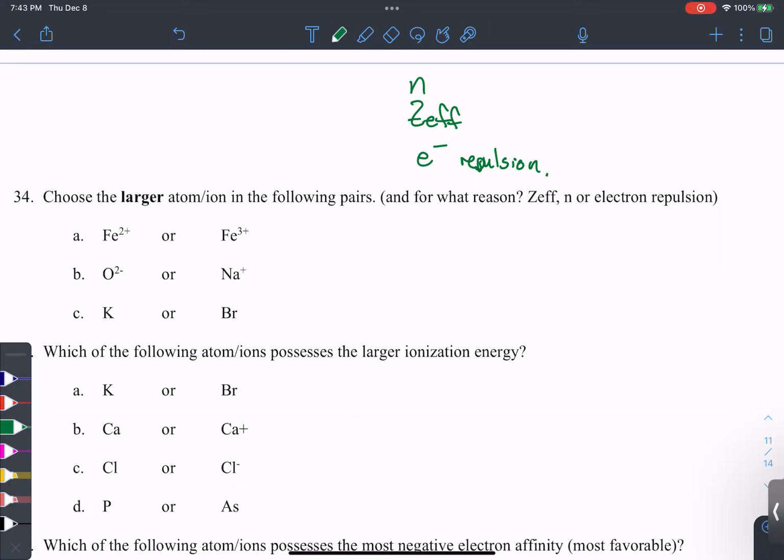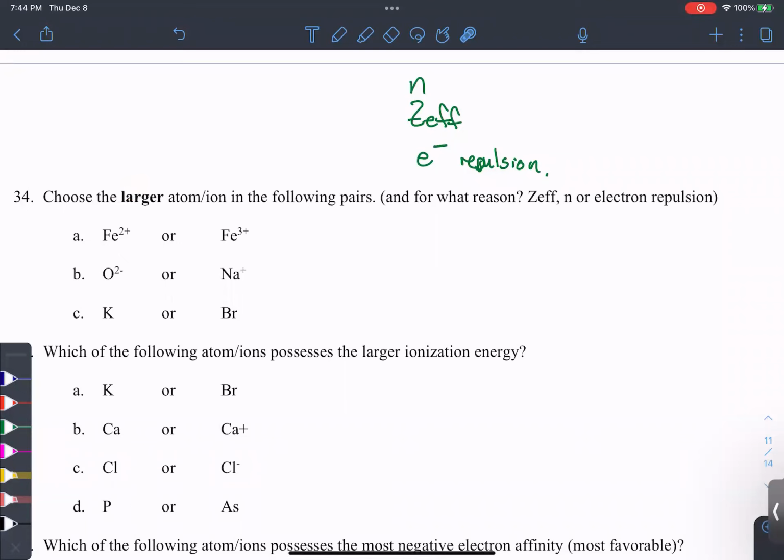I like just to think, okay, if I wanted to rip an electron off an atom, it's going to be easier if that electron is further away from the nucleus. So larger atoms, it's easier to just pop off an electron. All right. So let's go through these. Larger atom of the following pair.